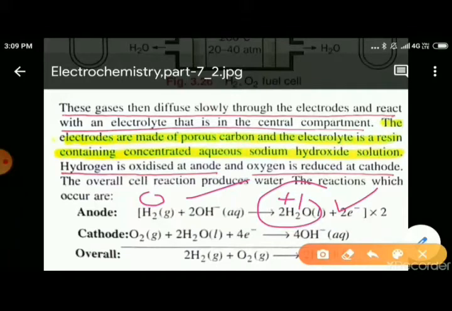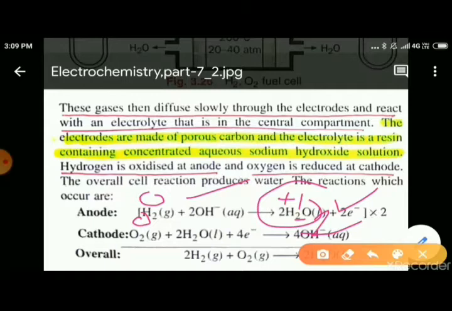Now the reaction at the cathode. At the cathode, oxygen gets reduced. So the water and electrons produced in the oxidation half reaction react with oxygen in the cathode half reaction to form hydroxide ions. So the cathode reaction will be O2 plus 2H2O plus 4 electrons, which gets converted into hydroxyl ions. So here the oxidation number of oxygen in the reactant is 0 and in the product is -2. Therefore, it is the reduction reaction.